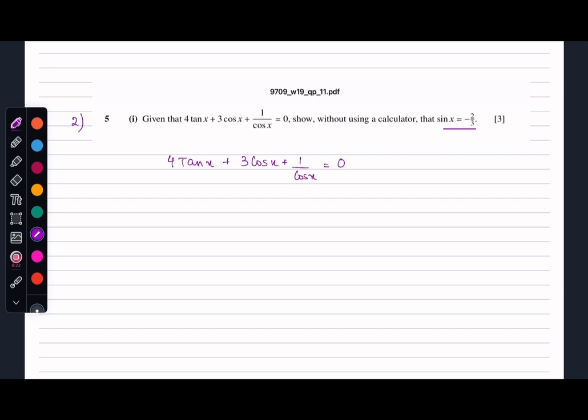So to start with, I should be using the identity, and we know the identity for tan of x is sine of x divided by cos of x.